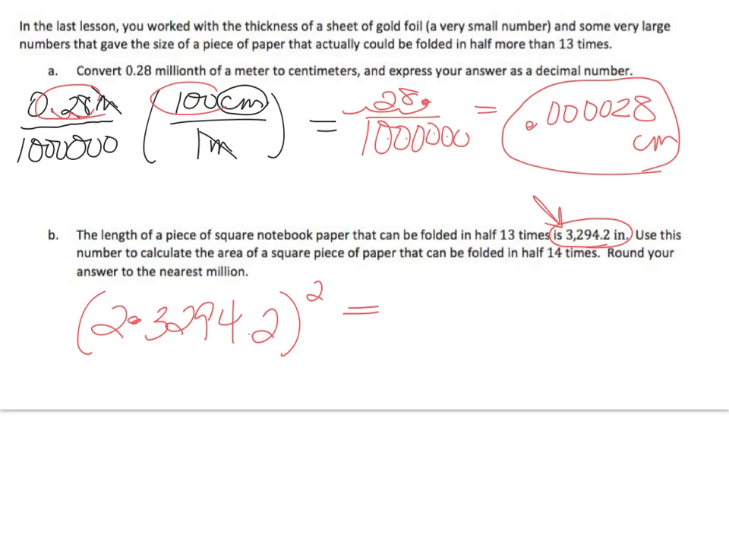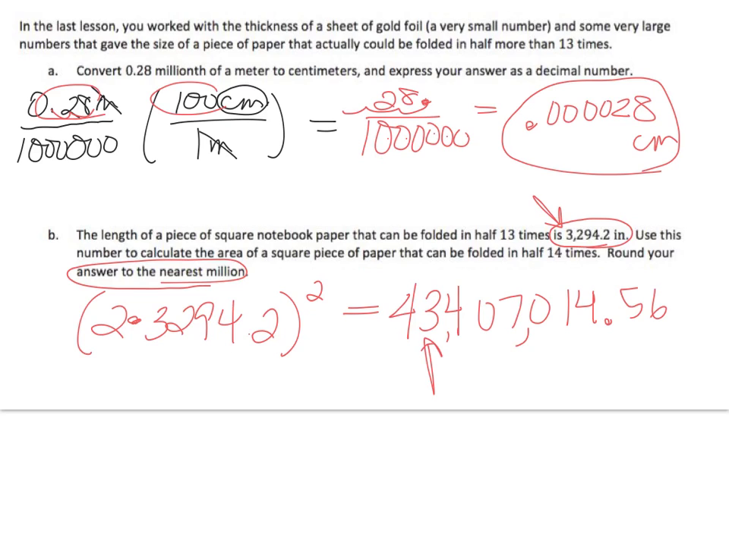I'm using my calculator for that one, sorry. 2 times 3,294.2 equals, square that, and I have 43,407,014.56. I'm not sure what to do with that yet, so give me a second. It says round your answer to the nearest million. So add some commas. That right there is the nearest million. So we're going to say 43 million. There we go. Okay, square inches.